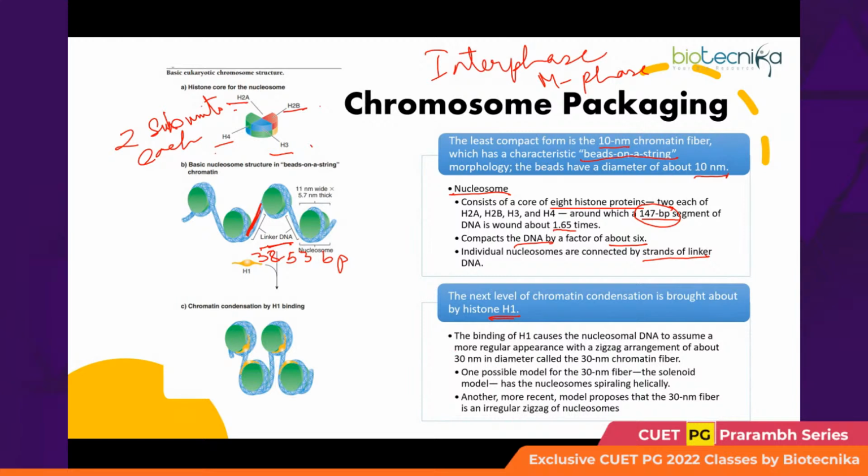Okay, so as you can see here, this yellow portion is H1. Binding of H1 causes the nucleosomal DNA to assume a more regular appearance with a zigzag arrangement of around 30 nanometer in diameter, which is called the 30 nanometer chromatin fiber. With the nucleosome, it was only 10 nanometer. Then it will be arranged to have a wider width of 30 nanometer. That is called the 30 nanometer chromatin fiber, which is also considered the secondary level of packaging.